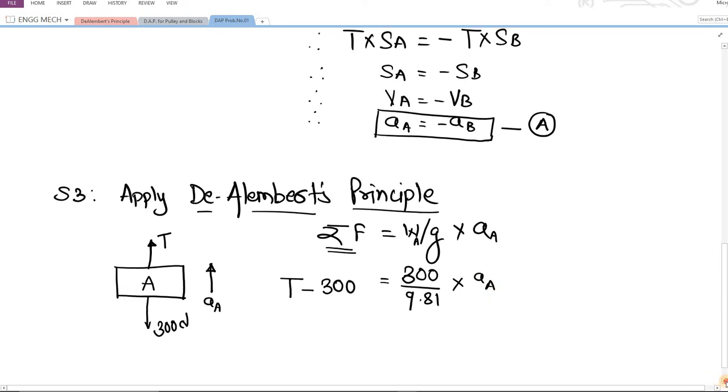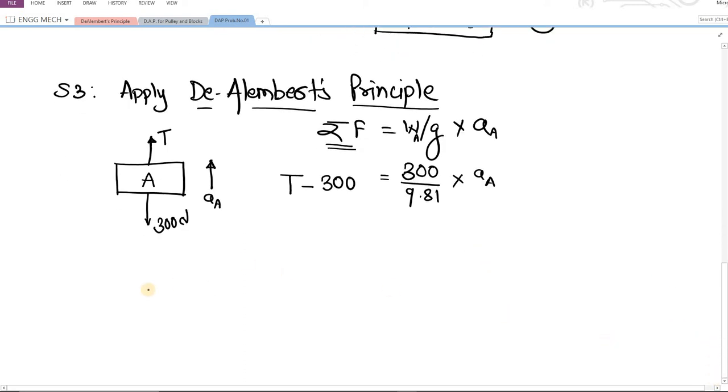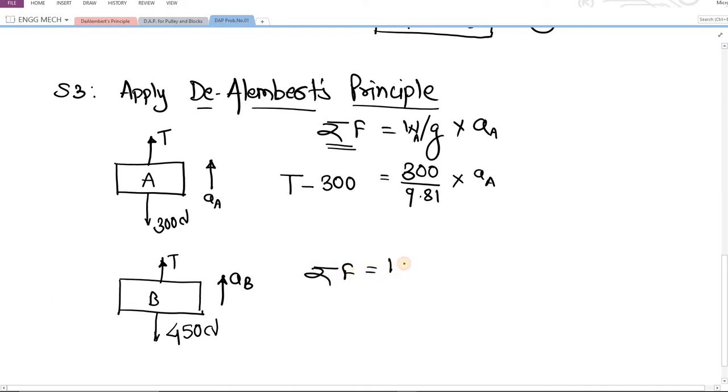Same thing we will be doing with which block? Block B. Okay, FBD of block B. What is the self weight here? Self weight is 450 Newton. Then tension, then direction of motion, A suffix B. Again, what does D'Alembert principle say? Summation F is equal to W by g into a. Here specifically for block B, it is W suffix B and A suffix B.